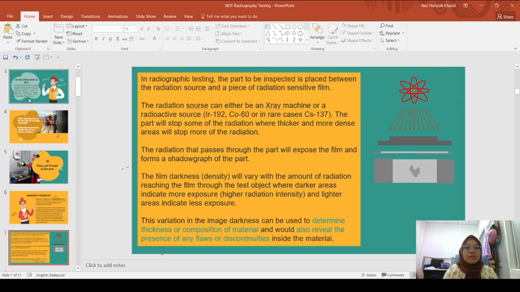The film darkness or density will vary with the amount of radiation reaching the film through the test object, where the darkest area indicates more exposure or higher radiation intensity and lighter area indicates less exposure. This variation in the image darkness can be used to determine thickness or composition of material and will also reveal the presence of any flaws or discontinuities inside the material.